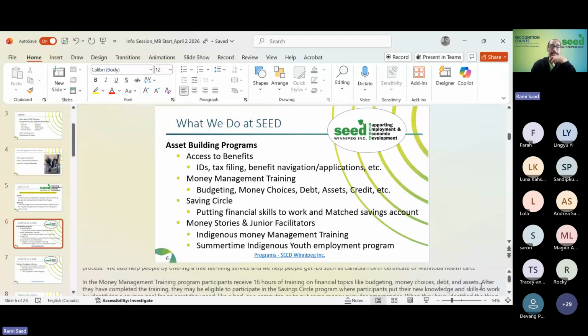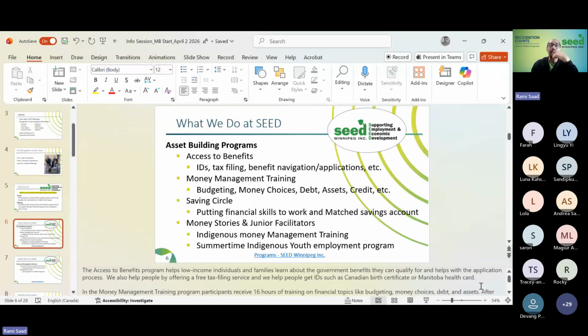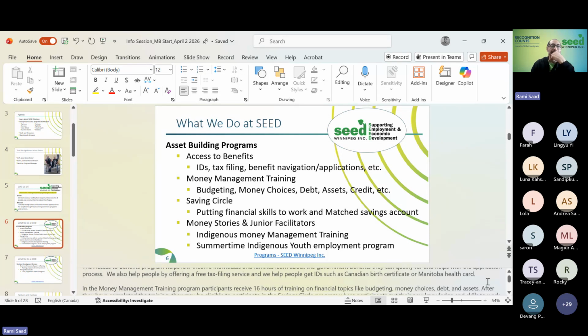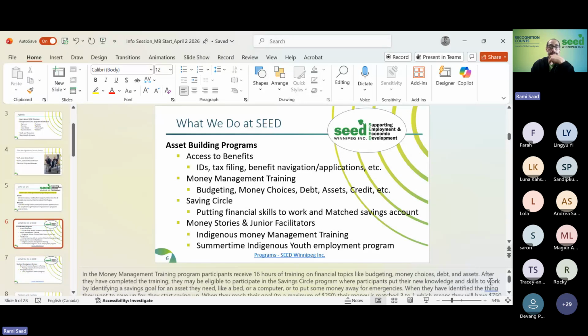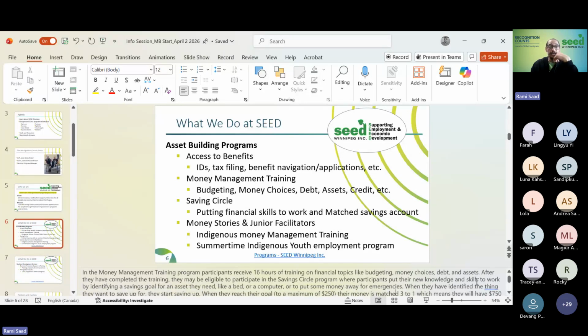The second program is the money management program, and this is 16 hours of training, learning more about finances here in Canada, as it's different from our home countries. So you will learn topics such as budgeting, money choices, debt, assets, and how you can manage your money here in Canada. And when you're done with your 16 hours of training, this can make you eligible for our third program, the Saving Circle program.